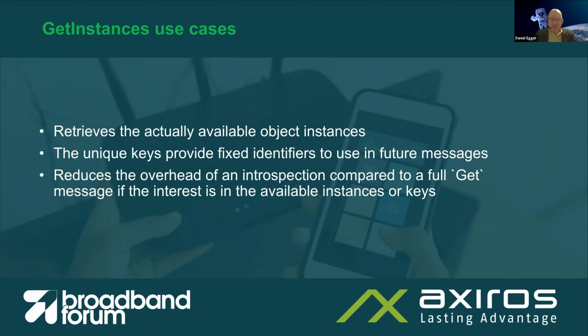And it also reduces quite a bit the overhead of an introspection compared to a full GET message, if you actually know what you're looking for. So if you're just interested in getting the available instances or the keys, then it's a lot simpler than doing a GET over the whole tree, which would also give you the parameter values. And on some devices, it can actually be a quite costly operation too.